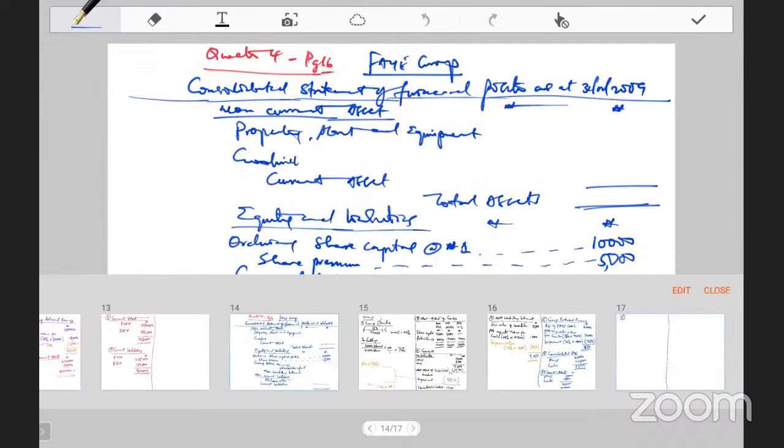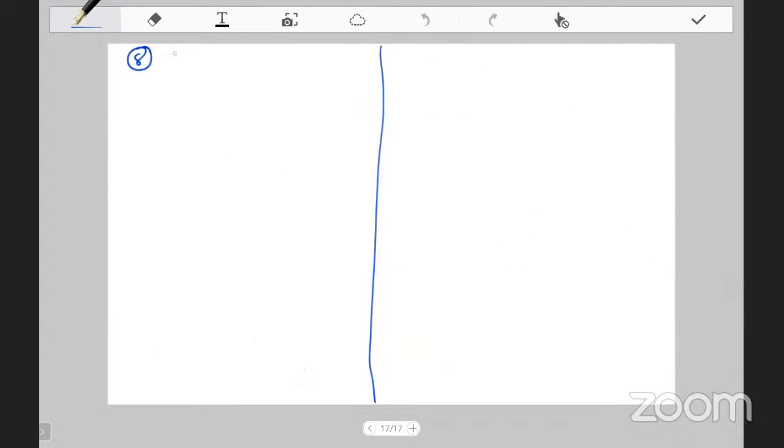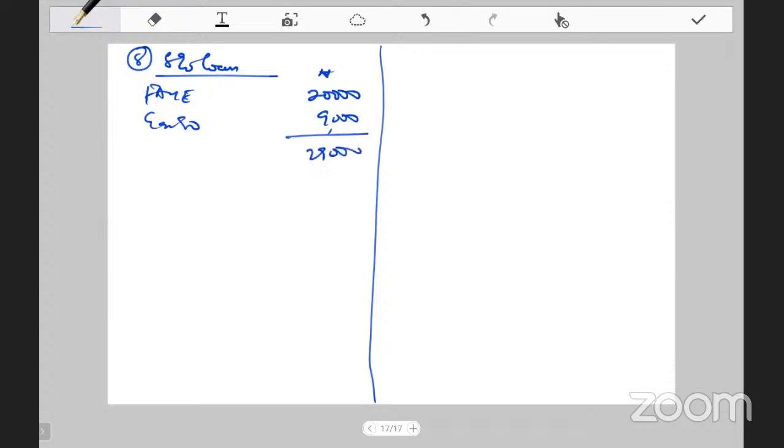Okay, we need to move on. 8% loan note. 8% what? Loan note. So what is it for Kwale? 20,000. What is it for Gabon? Gabon 9,000. That is 29,000. Next, what do I have?